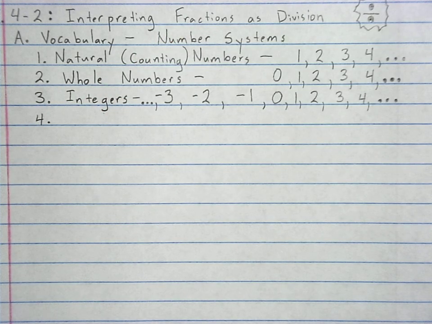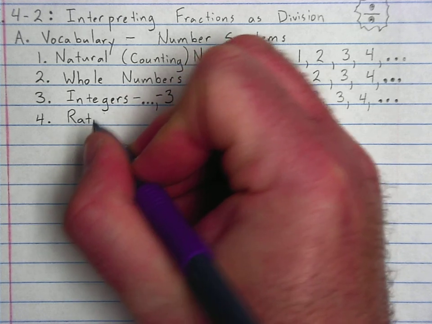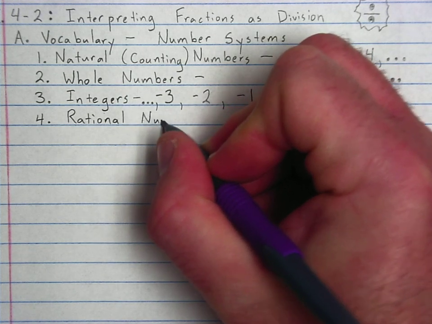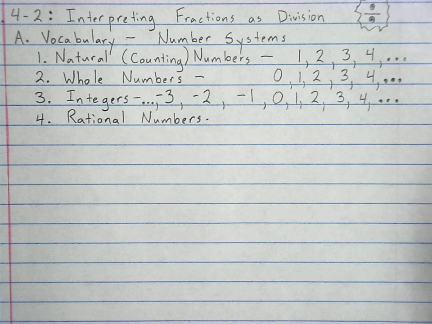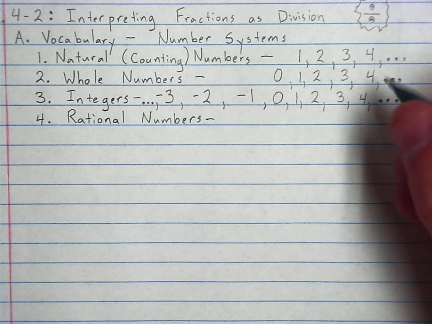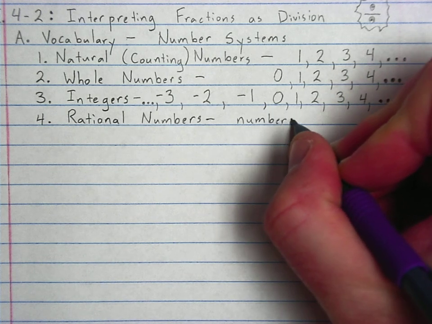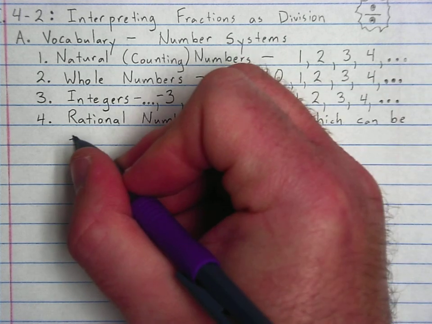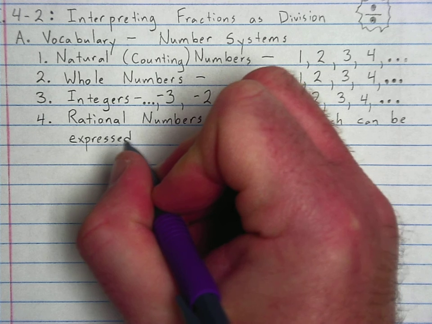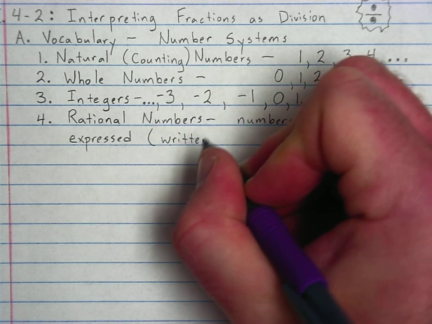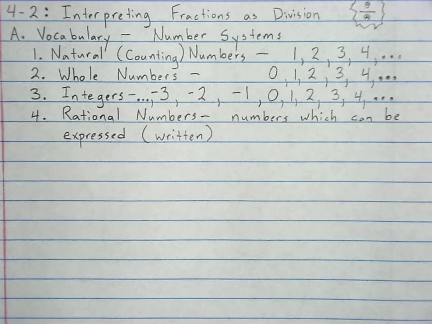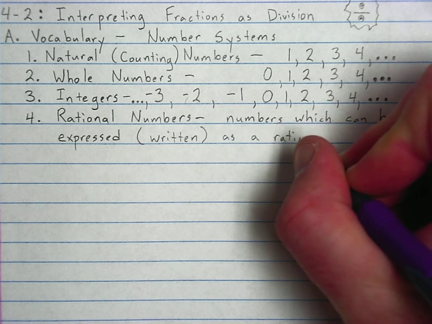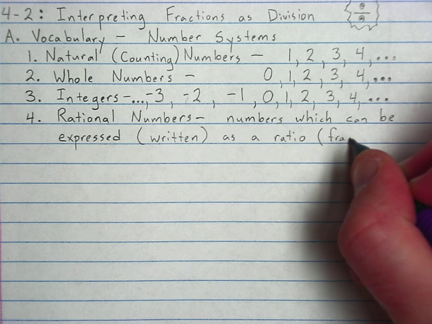What's left? That's what we have been talking about with fractions, what we've been talking about with decimals. These are called rational numbers. And we're not going to be listing numbers out this time. I'm actually going to give you a definition. Rational numbers are numbers which can be expressed. And remember that in math, when we say expressed, it's just a fancy way of saying written. We're going to share that information. Numbers can be expressed or written as a ratio, a fraction.